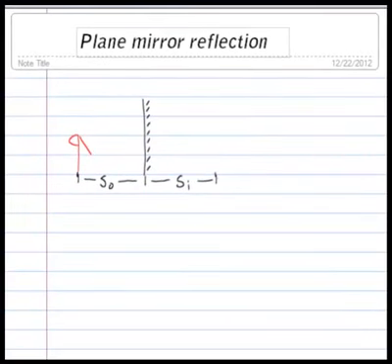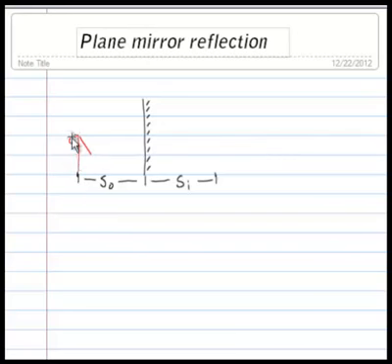Welcome to the lesson on plane mirror reflections and the orientation to reflections. On the picture here we have a mirror, and the straight line indicates the reflective side of the mirror, and the dashed lines indicate the back of the mirror that's not reflective.